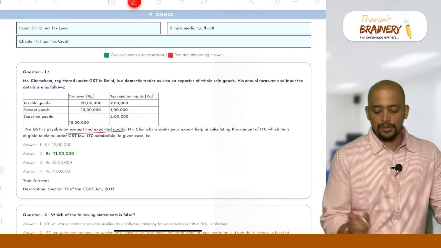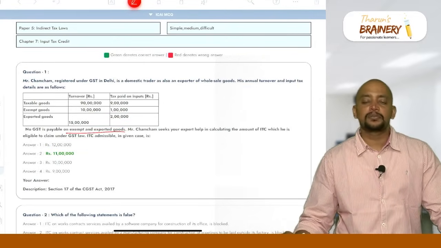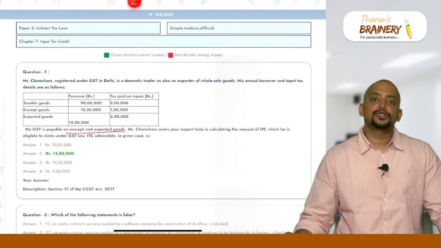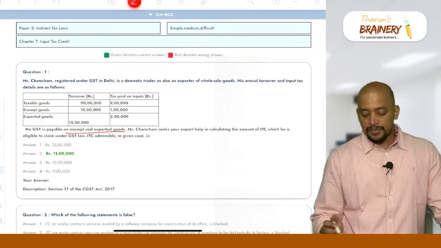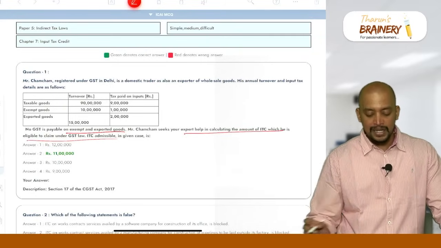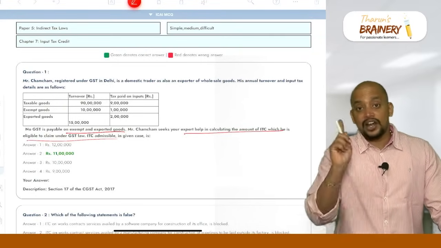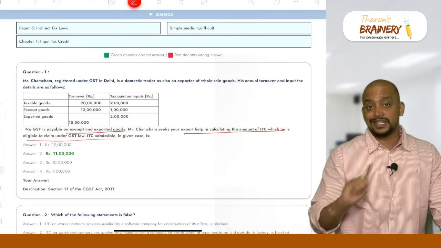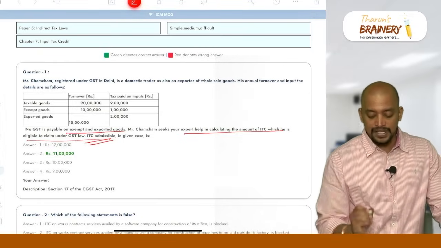No GST payable on export of goods and exempted goods. Means you are going for export without payment of GST. Mr. Chamcham seeks your expert help in calculating the amount of ITC which is eligible to claim under GST law. They are not asking refund. Be careful. They are not asking refund. They are asking how much ITC is admissible.